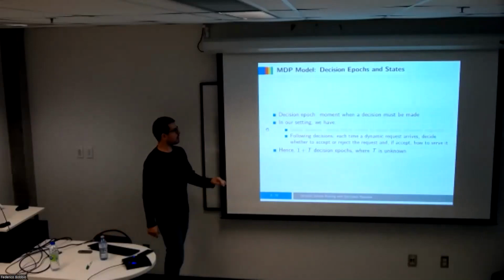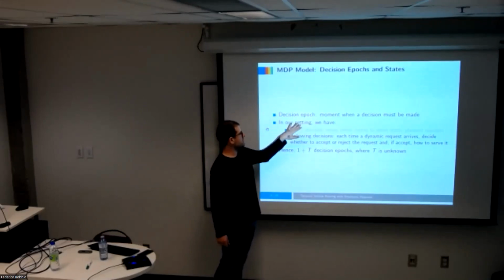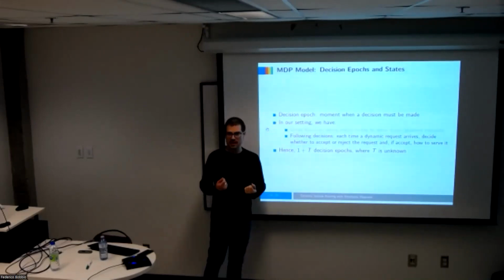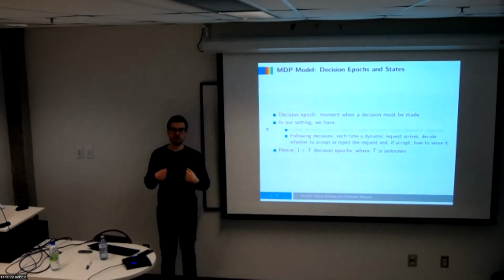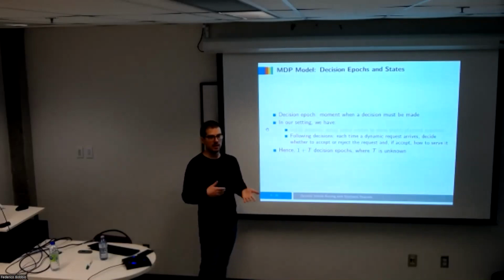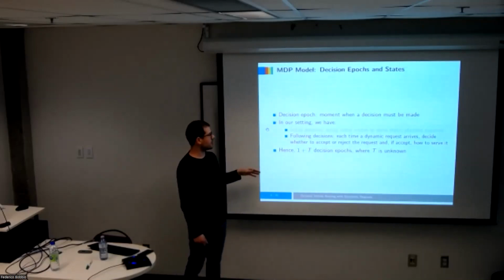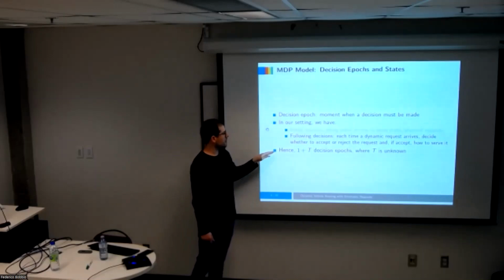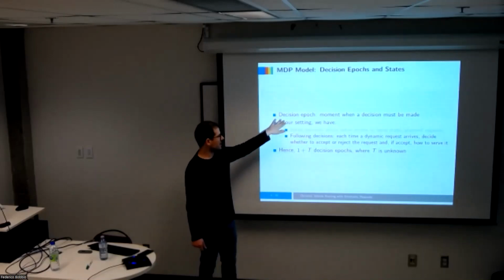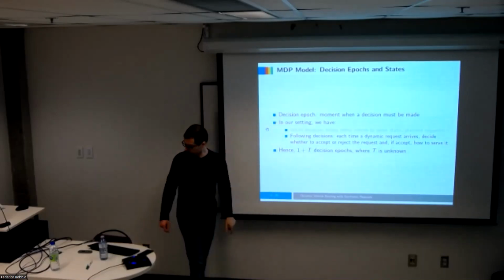The MDP model or decision epochs, as I just commented, are the moments when a decision must be made. So in our setting, we have to make a decision each time a dynamic request arrives. So a dynamic request arrives, you have to decide what to do with this request, which is either accepting or rejecting. And if you accept, then you have to assign a driver and update the route. So you have a total of 1 plus T epochs. So also you have one epoch here for the initial decision, but again, I will not discuss this one.